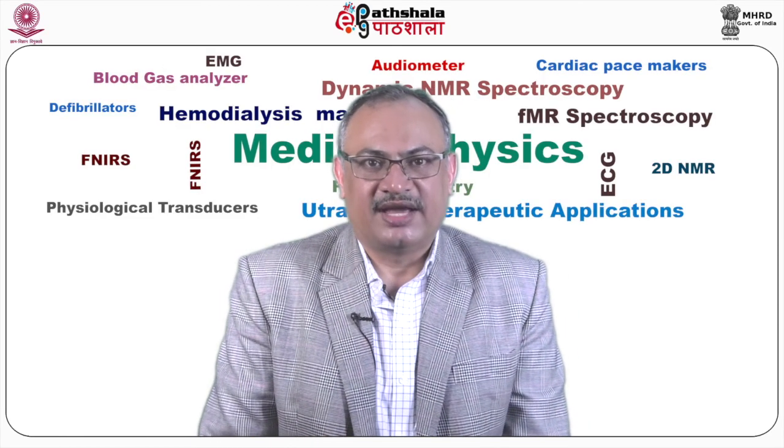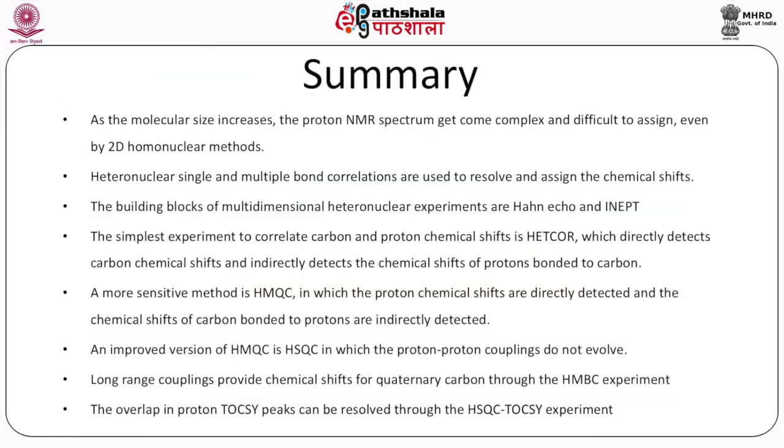With this, we come to the end of this module, and let us summarize. As the molecular size increases, the proton NMR spectrum gets more complex and difficult to assign even by two-dimensional homonuclear methods. Heteronuclear single and multiple bond correlations are used to resolve and assign the chemical shifts. The building blocks of multidimensional heteronuclear experiments are the Hahn echo and INEPT. The simplest experiment to correlate carbon and proton chemical shifts is HETCOR, which directly detects carbon chemical shifts and indirectly detects the chemical shifts of protons bonded to carbon.